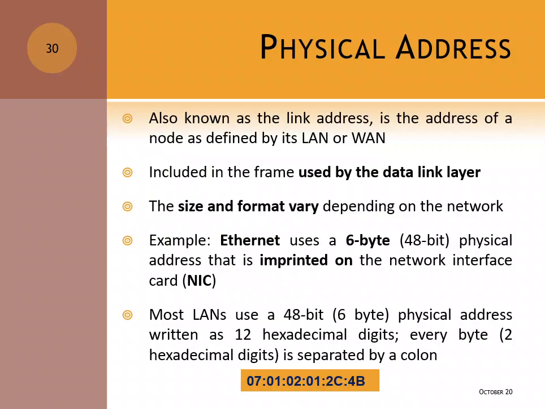Okay, let's look at this. The first one, physical address. Physical address, also known as link address, which is the address of a node defined by its LAN or WAN. So included in the frame used by the data link layer. Okay, as I said, it is used by the data link layer. However, the size and format vary depending on the network.